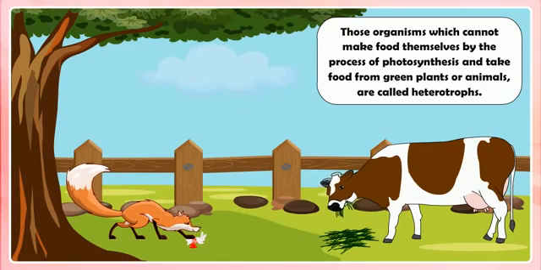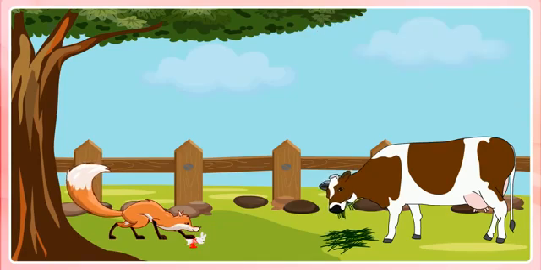Heterotroph. Those organisms which cannot make food themselves by the process of photosynthesis and take food from green plants or animals are called heterotrophs, and their mode of nutrition is called heterotrophic. All the non-green plants and animals, including human beings, are heterotrophs.